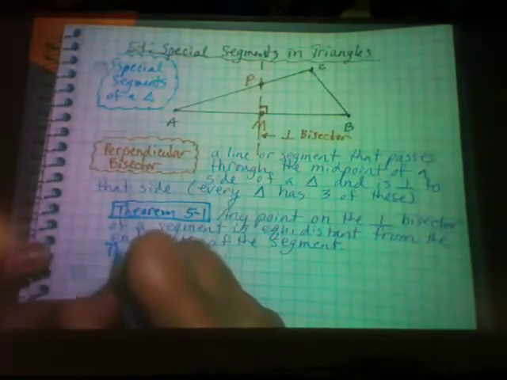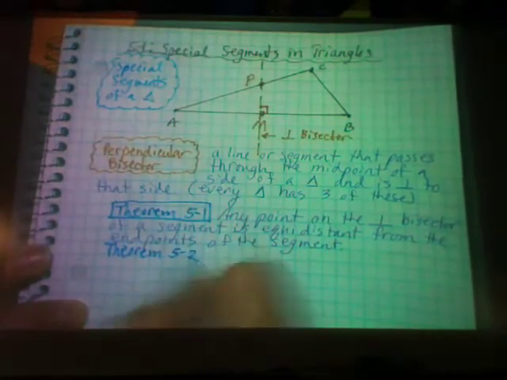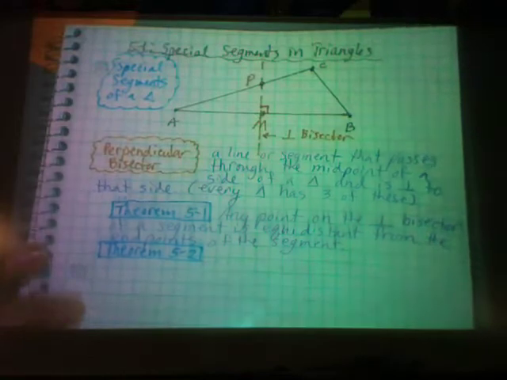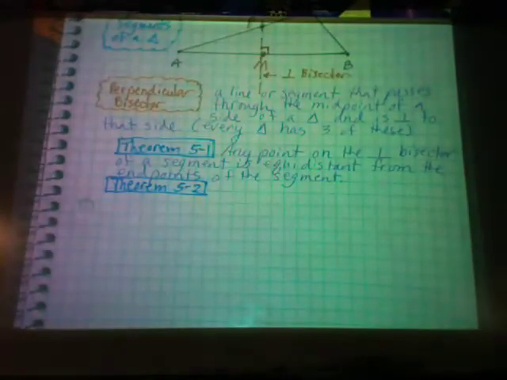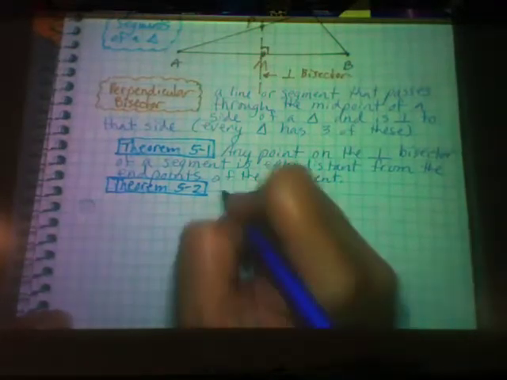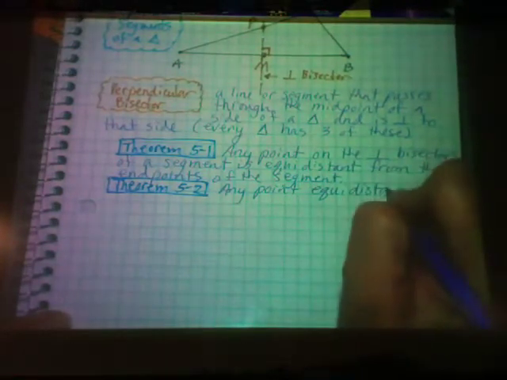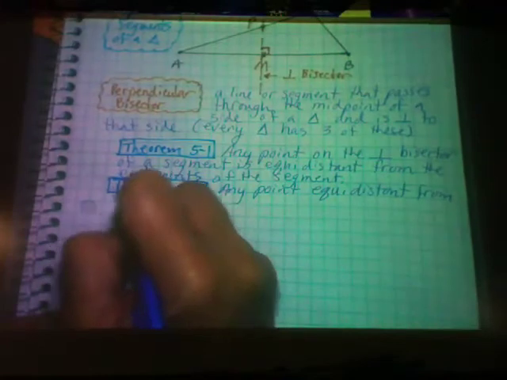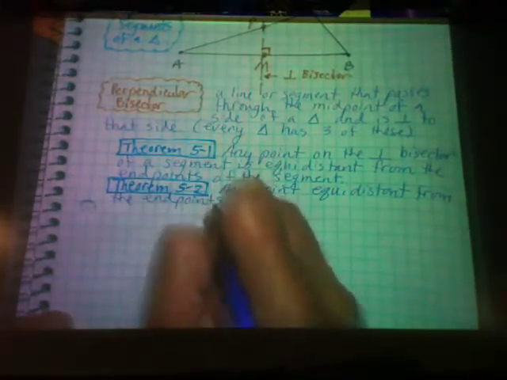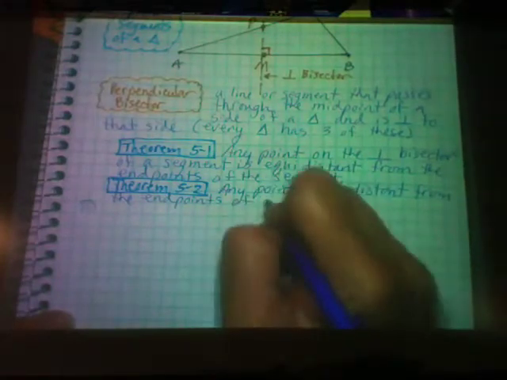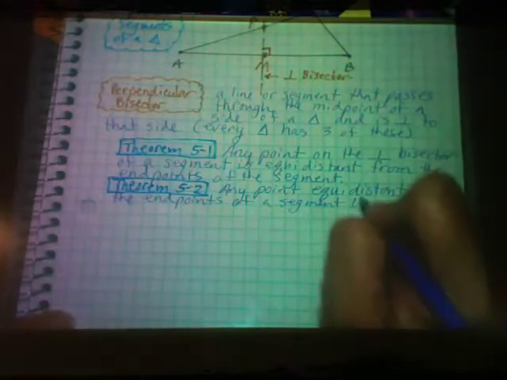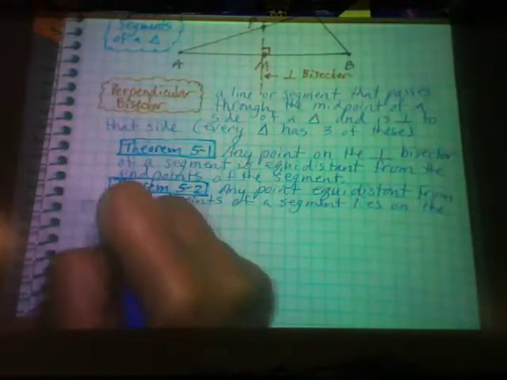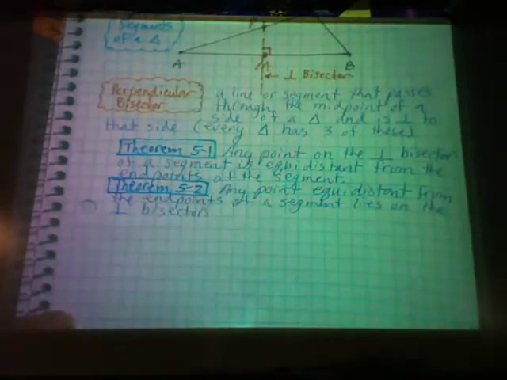The second theorem associated with this is essentially going to be the converse of what you just read. Look at how similar the language is. Theorem 5-2. Any point equidistant from the endpoints of a segment lies on the perpendicular bisector. I guess you could say of the segment.